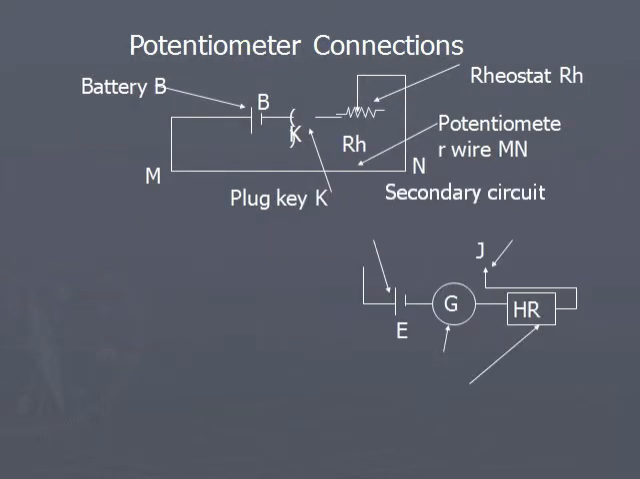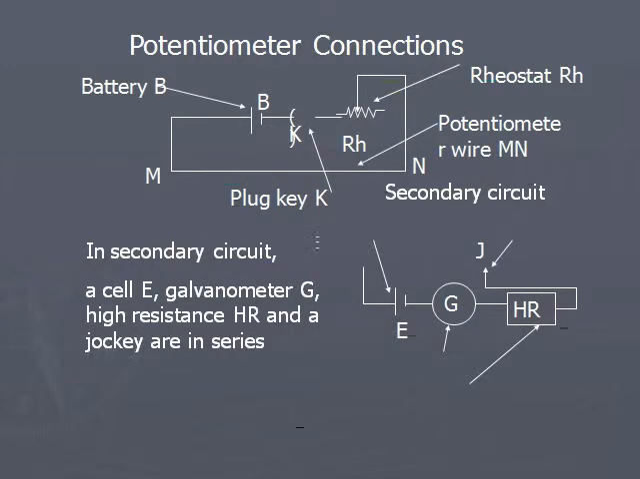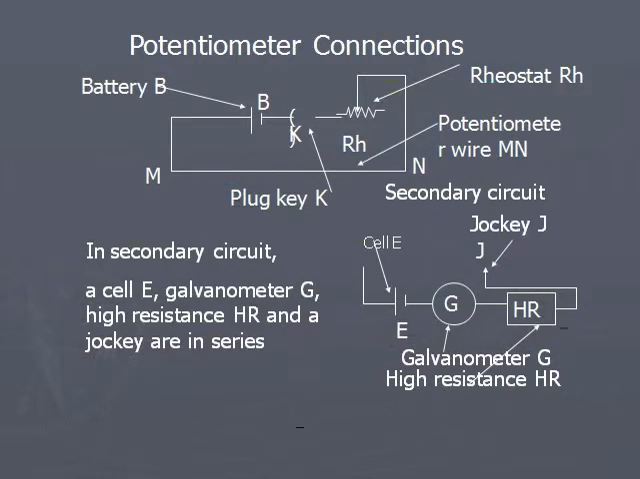In the secondary circuit, there will be a cell whose EMF is to be measured, a galvanometer, a high resistance and a jockey. These will be connected in series. From the end M, the cell, galvanometer, high resistance and jockey will be connected in series. This part of the circuit is called the secondary circuit. So there will be two parts, primary circuit and secondary circuit, in a potentiometer experiment.